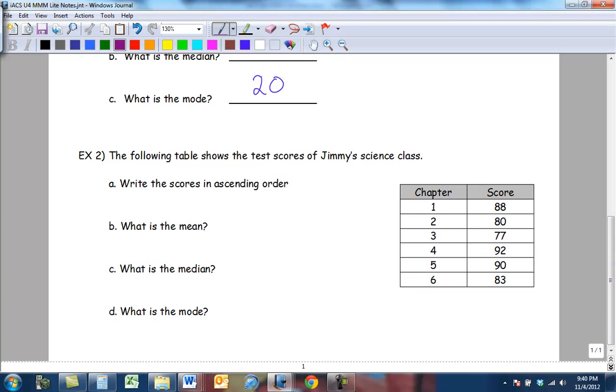Scores in ascending. Oh, this is Jimmy's test scores. Chapter 1, 2, 3, 4, 5, 6. These are his test scores. So they want us to write them in order. So the smallest one is 77. Go ahead and hook this up and check your answers with mine once you're done. You can press pause.